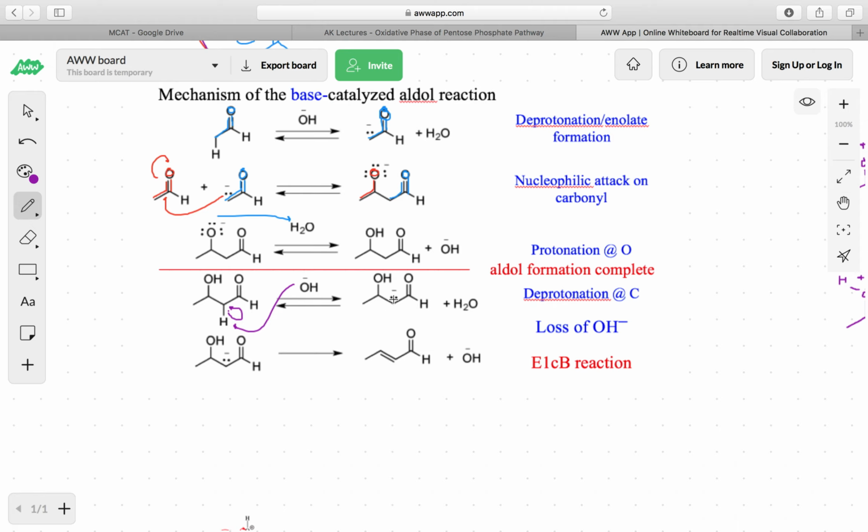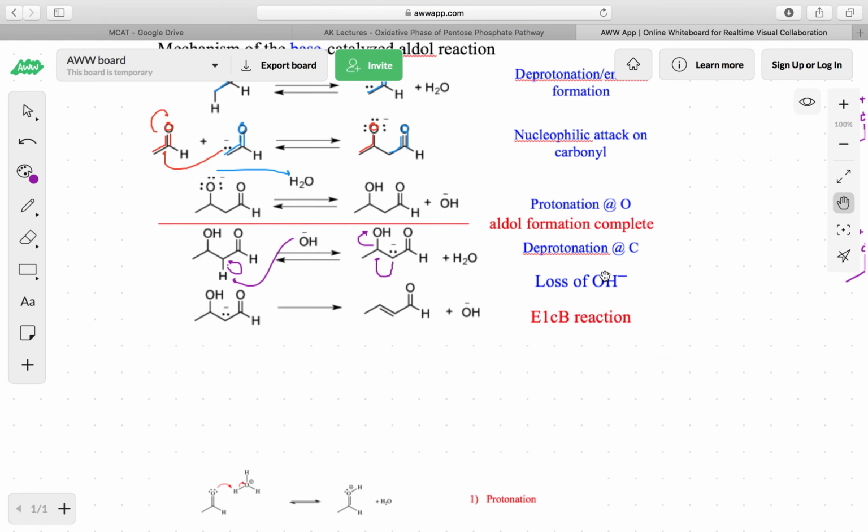Now your carbanion is just going to attack and then push up this OH. So this OH is just able to leave even without it being a good leaving group. And this is a special type of reaction called an E1cB reaction. It's similar to your E2 and E1. So let's just see what the contrasts are.